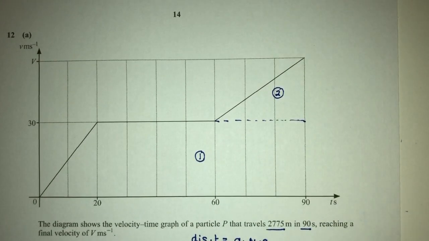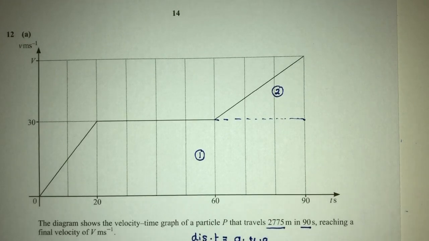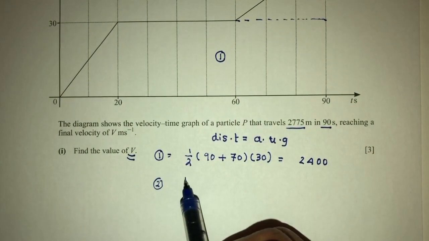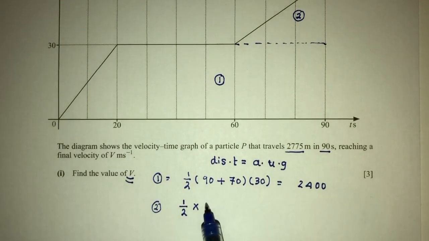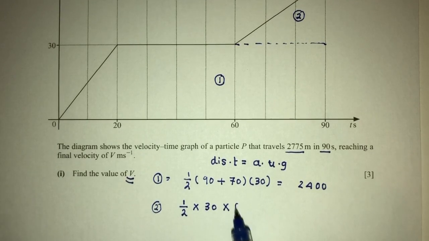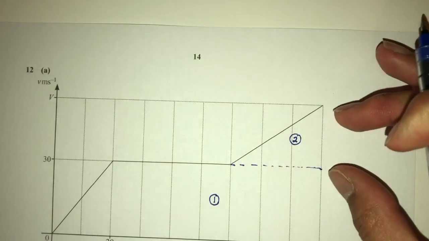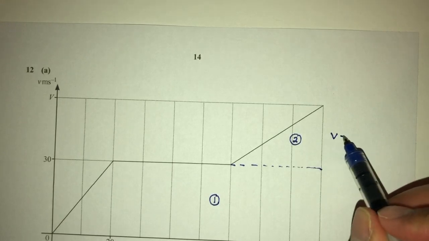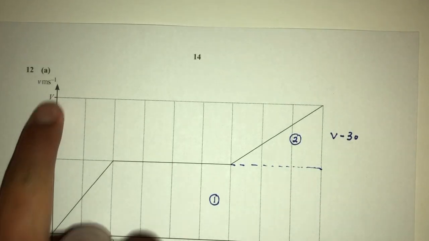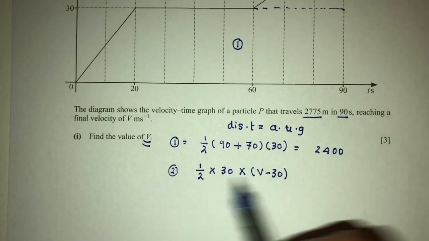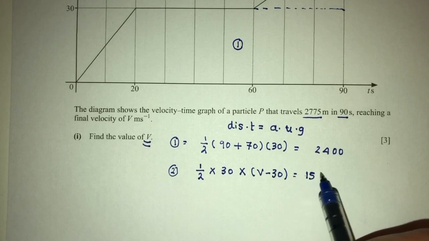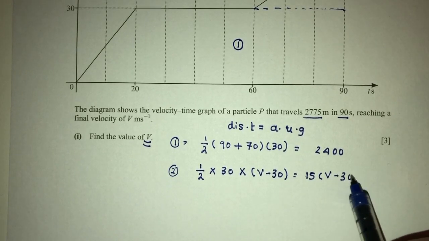Now number 2, we have to find the area of this triangle. How do you find the area of a triangle? Half times base times the perpendicular height. So half times base. Base will be this one, which is 90 minus 60. That will be 30, and times the height. The height we don't know. The height is this one, which is v minus 30. So the height will be v minus 30. If you simplify, you will have 15 times v minus 30.